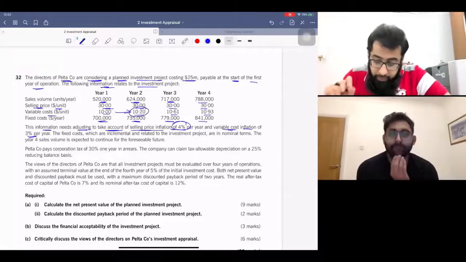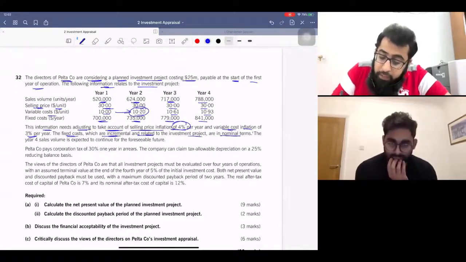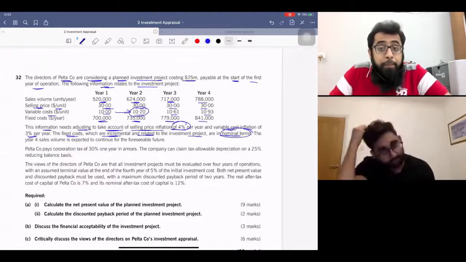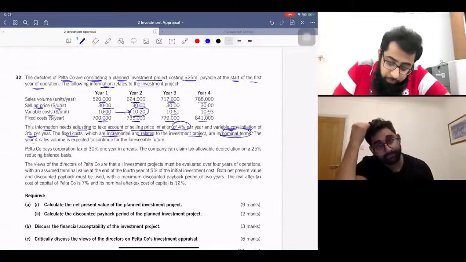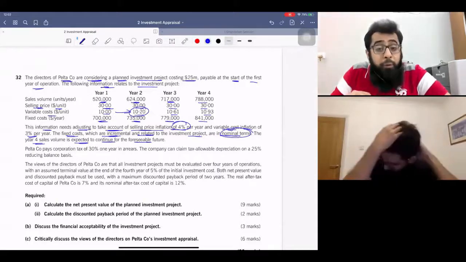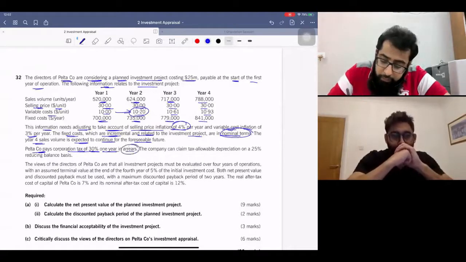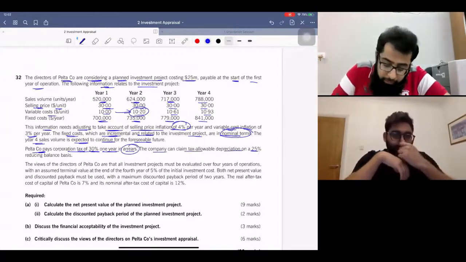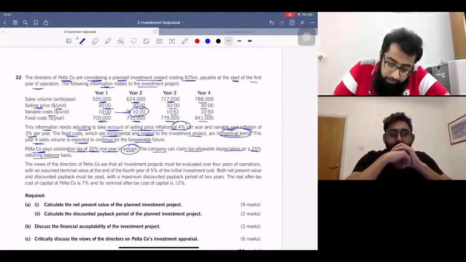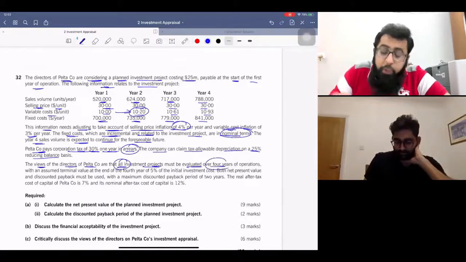Now, when I'll be calculating it, I'll teach you. The fixed costs, which are incremental and related to the investment project, are in nominal terms. Fixed cost is already inflated. Nominal means inflated. The year 4 sales volume is expected to continue for the foreseeable future. Pelta company pays tax at 30%, 1 year in arrears. The company claimed tax allowable depreciation on 25% reducing balance basis. The views of the directors of Pelta company are that all investment projects must be evaluated over 4 years.